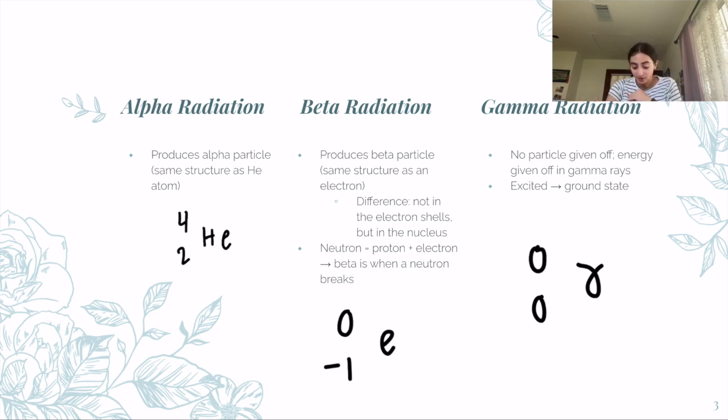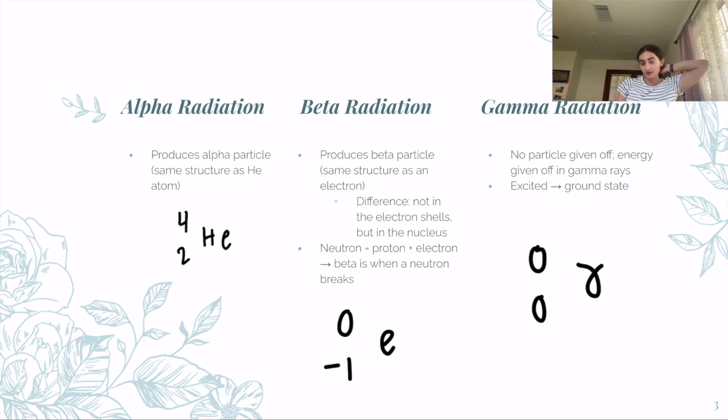Next, we have a beta particle, which is produced from beta radiation, and it has the same structure as an electron. And this beta particle forms when a neutron splits into a proton and an electron, and the electron part is emitted. Therefore, it has the same structure as an electron. So if we look at the top and the bottom numbers, an electron doesn't have a mass, or its mass is basically 0. And then an electron has a number of protons of -1, because one proton and one electron, their charges together will make a neutron.